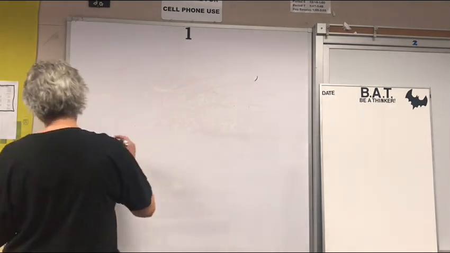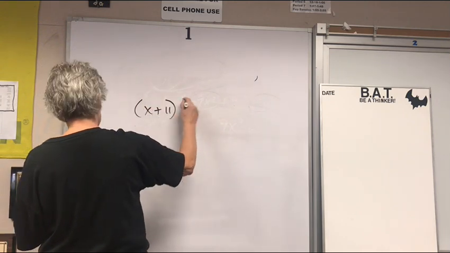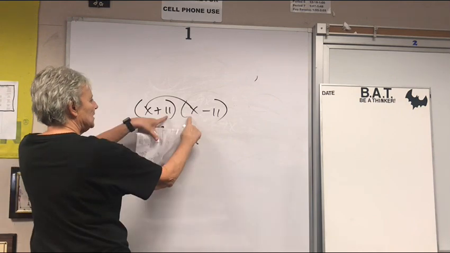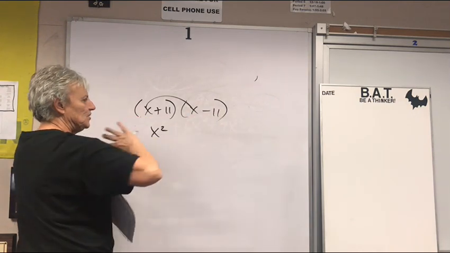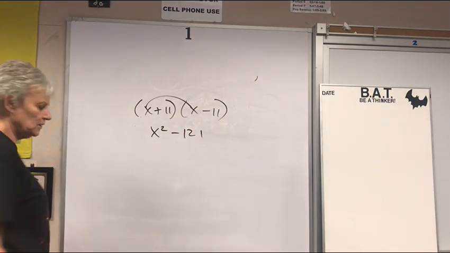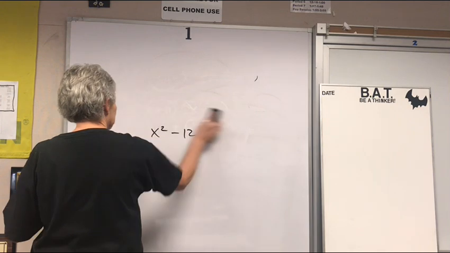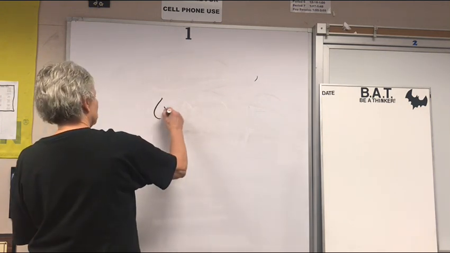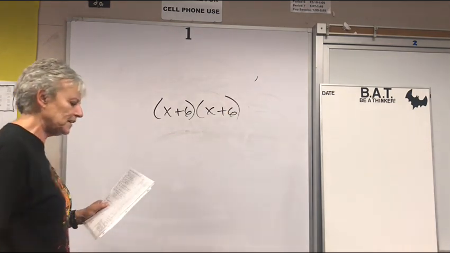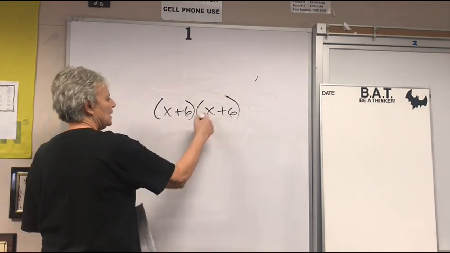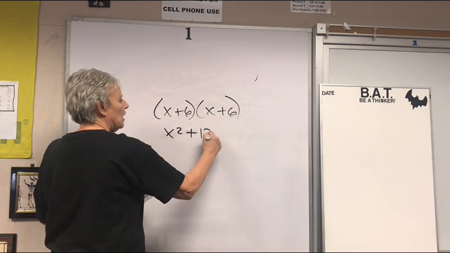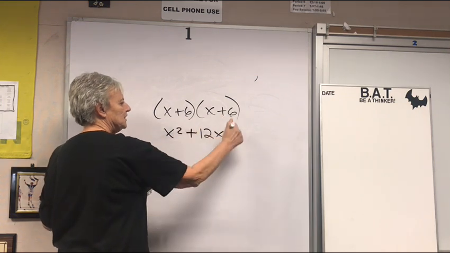All right. Number 14, x plus 11, x minus 11. That's x squared plus 11x minus 11x is no x's. Minus 121, the difference of two perfect squares. Number 15, x plus 6, x plus 6. This is going to give you a perfect square trinomial. X squared plus 6x and plus 6x is plus 12x plus 36.